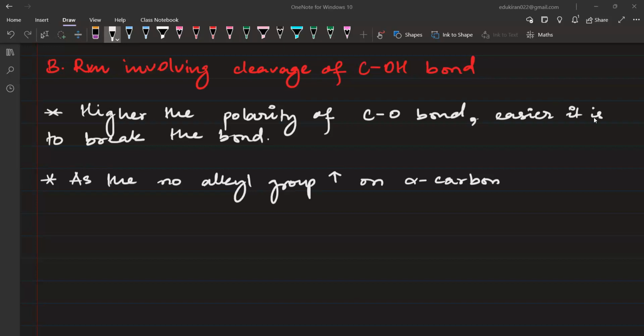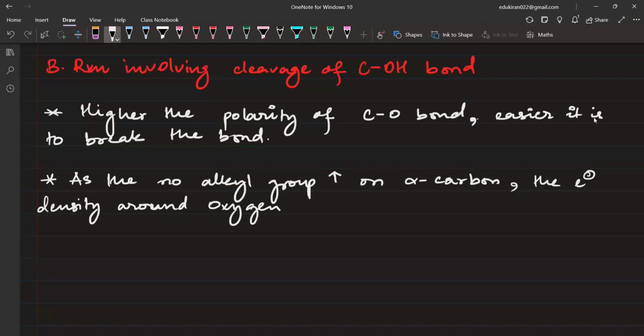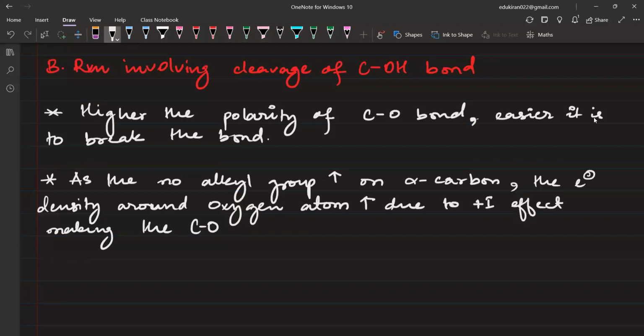So please write here, as the number of alkyl groups increases on alpha carbon, the electron density around oxygen atom increases due to plus I effect, making the CO bond more polar.